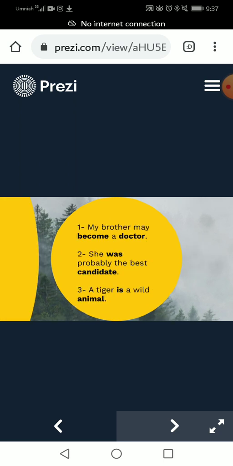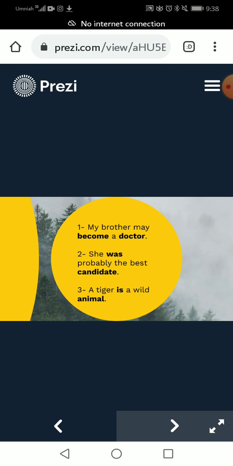For example, my brother may become a doctor. Now, become in bold, it's a linking verb. So after this linking verb, we have doctor, which is a noun. So, doctor here is related to my brother. It identifies my brother, the subject. And it's a predicate nominative because it comes after a linking verb and it identifies the subject, my brother.